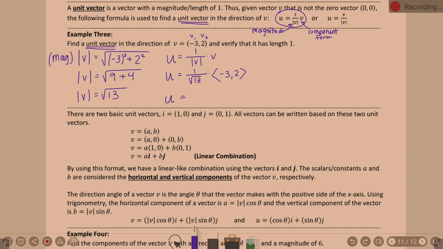Rationalize it? No, I'm not going to make you rationalize. But 1 over square root of 13 hanging around out front of that vector is like a constant hanging out there. What can you do with a constant? Distribute it, multiply it in, yes. So we're going to take that 1 over square root of 13 and we're going to multiply it to each piece.